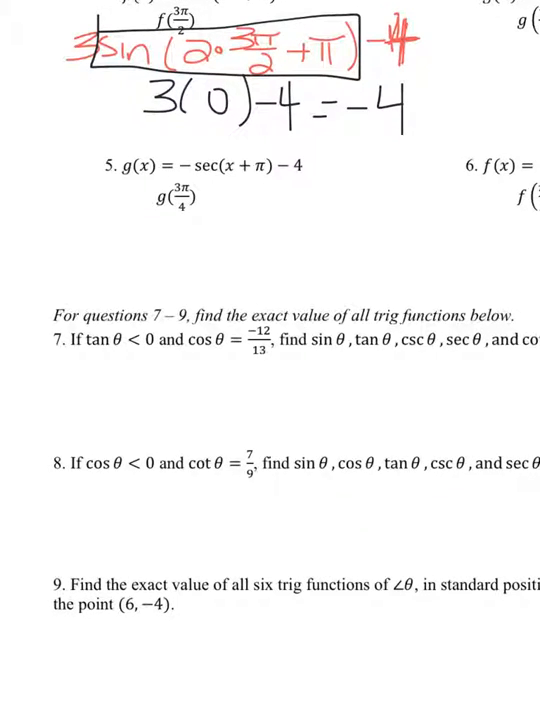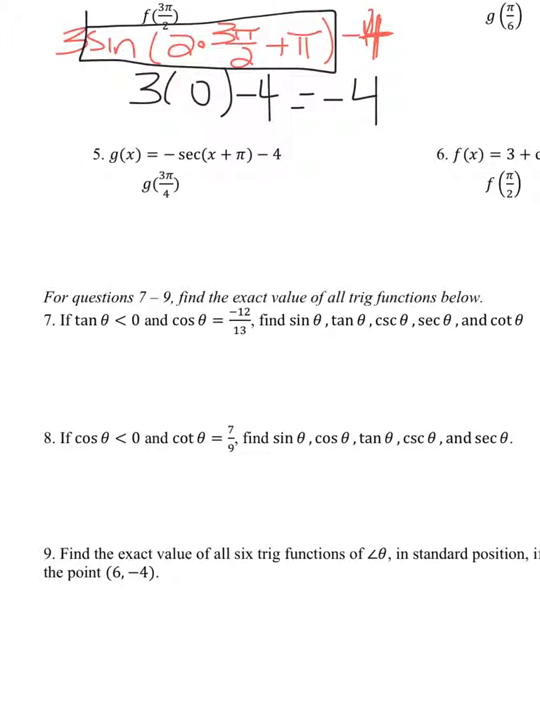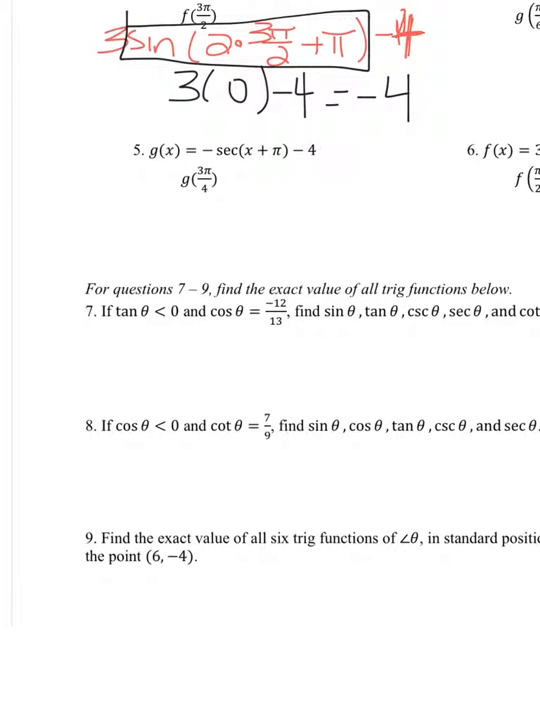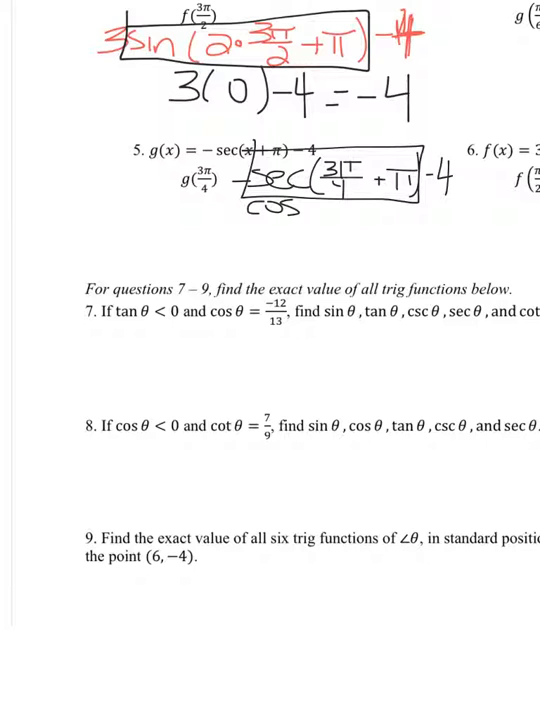Number 5. 5 and 6, those are reciprocal functions, secant and cosecant. So you can't type those directly in. However, you can figure out their reciprocals. So you're going to essentially do, this is 3 pi over 4 plus pi and then minus 4. So in your calculator, you want to get this piece. Instead, you're going to type in the cosine of all of that. When you type in the cosine, you get the square root of 2 over 2.